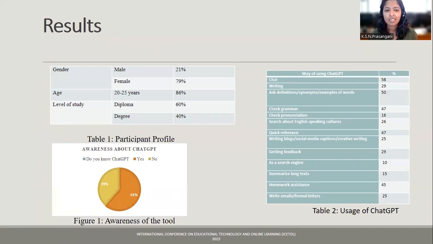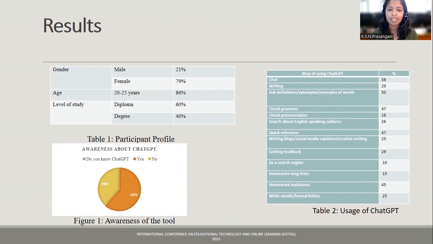First, we will just focus on our sample. Our sample consisted of 21% males and 79% females. And 86% of the participants were between 20 and 25 years, so that means they are very young. And they belonged to diploma and degree level studies. So we can summarize that our participants were very young and above diploma level.